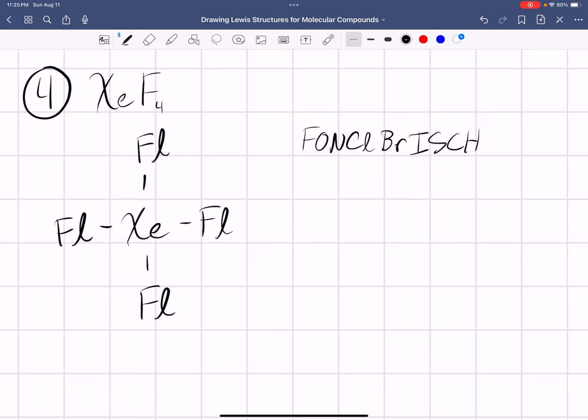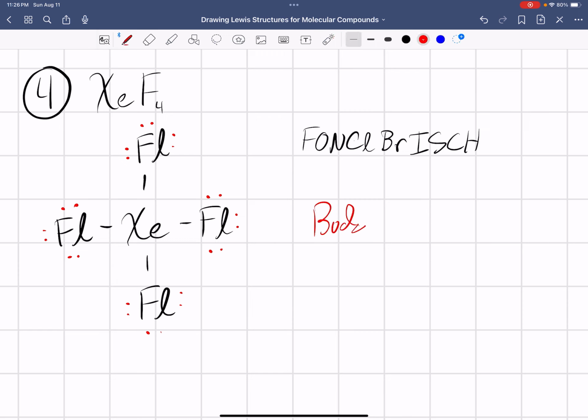Okay. Everything needs an octet. Xenon already has one. But these fluorines all need 3 lone pairs to get an octet. Right? Because now each of the fluorines has 8 total electrons around it. 2, 4, 6, 8. And that's true for all of them. And the xenon now has an octet. So let's check what our budget is.